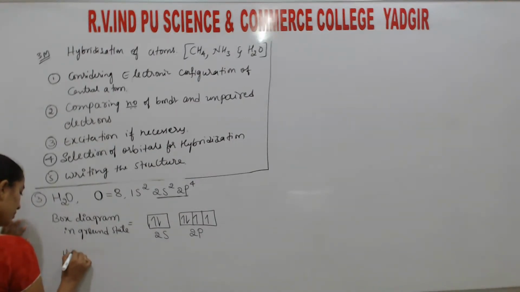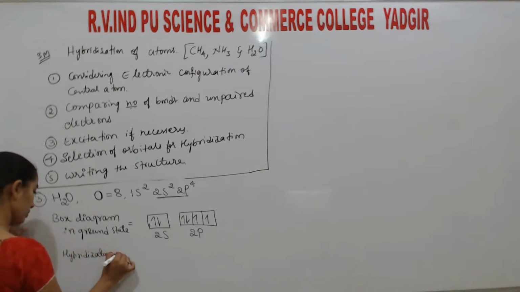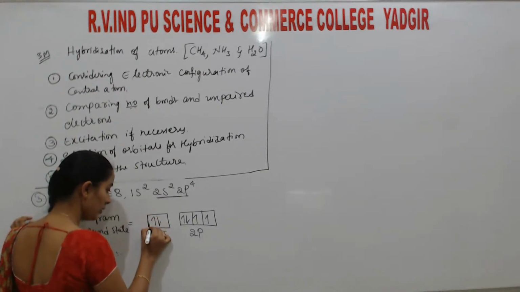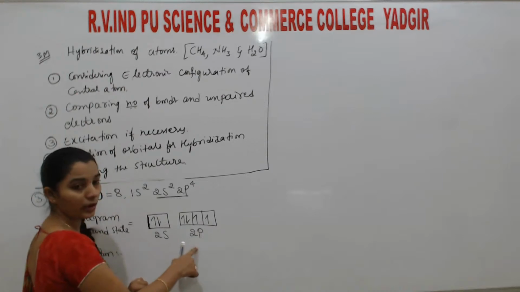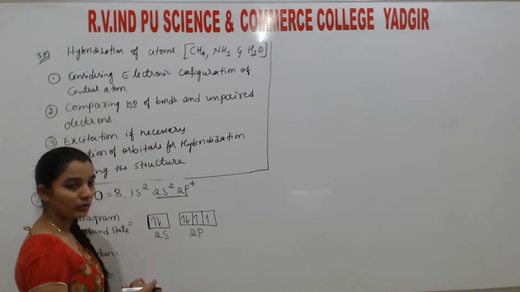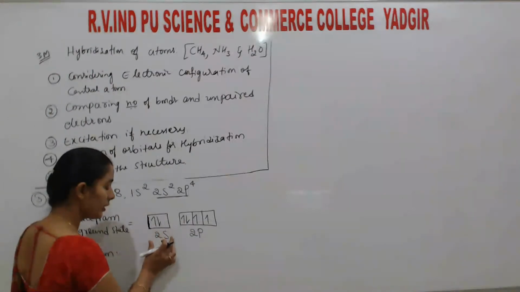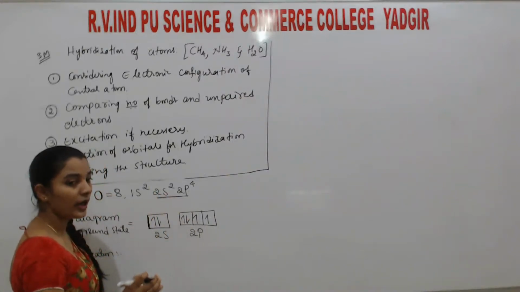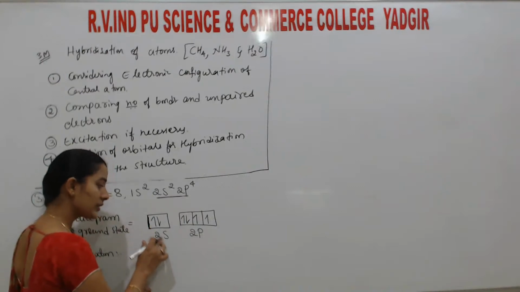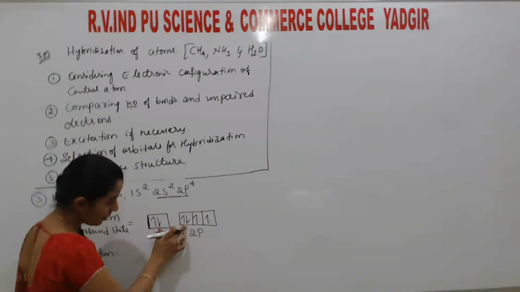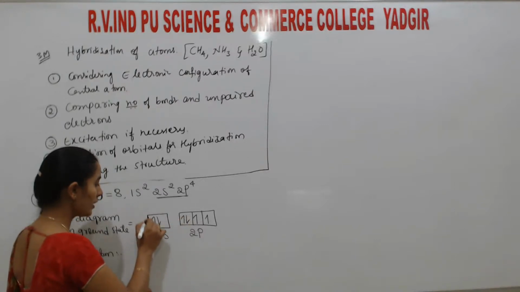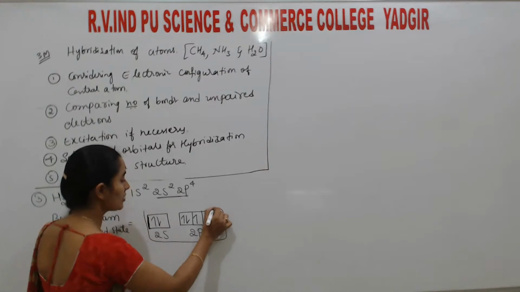Next, hybridization. In this hybridization, as I told you, whether the orbitals are involved in bonding or not, we don't bother about that. But the orbitals of the valence shell must be involved in hybridization. The S orbital is completely filled, and one of the p orbitals is also completely filled. They are paired up, even though they are participating in hybridization.